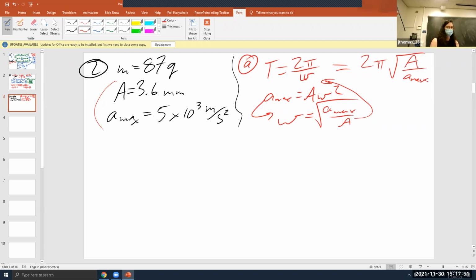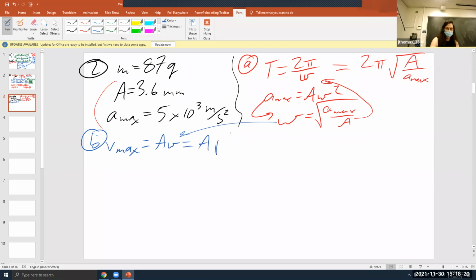This is exactly the type of thing that you want to be able to do with simple harmonic motion. Here we're using two equations together to relate some amplitudes to a period. Okay. Part B, they ask us to find the maximum speed of the particle. Maximum speed is V max. I know that this is just A omega. Now that I've found an omega right here, I can plug in.